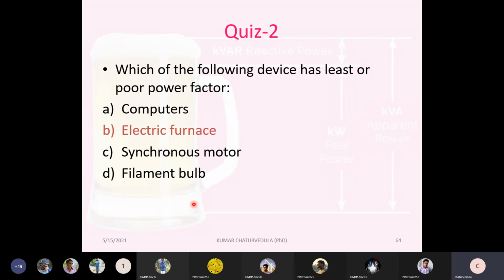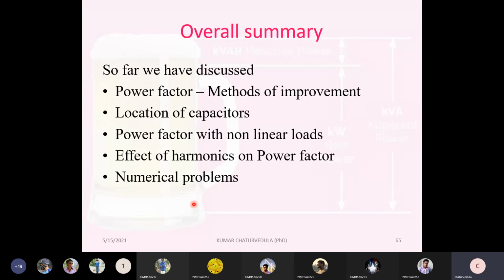Good. So with this, we have come to the conclusion. The first part of unit 3, as we have divided, covered power factor, methods of improving the power factor, the location of the capacitors, power factor with non-linear loads, the effect of harmonics on power factor, and some numerical problems on the sizing of capacitors. With this, one half of unit 3 is completed.